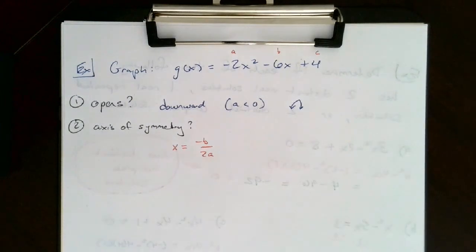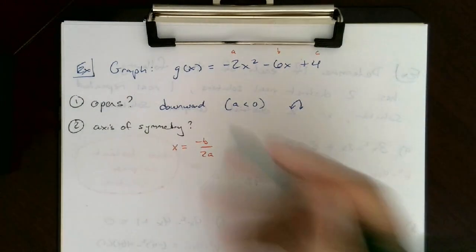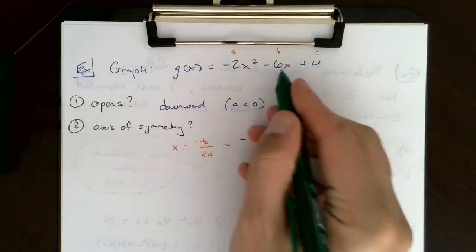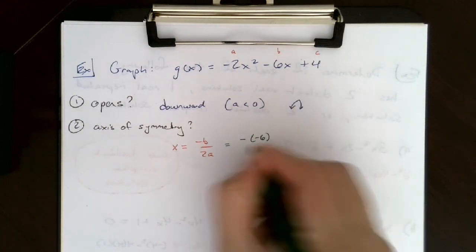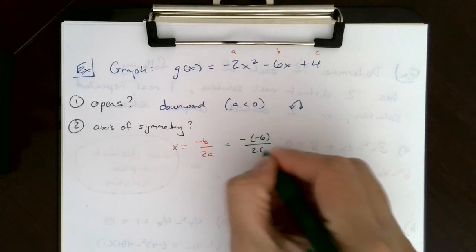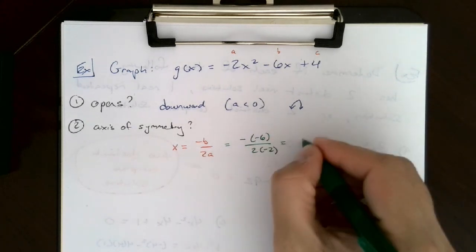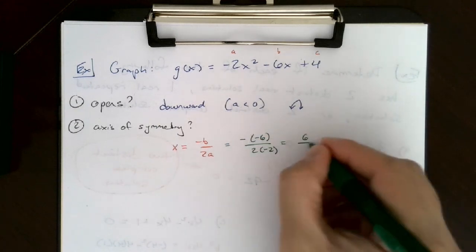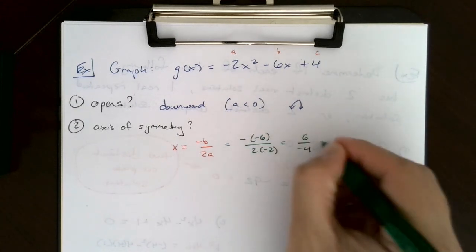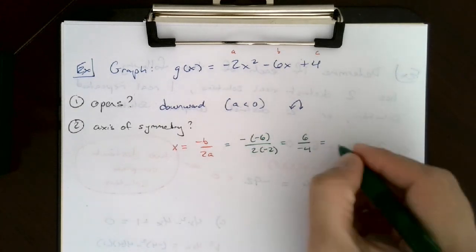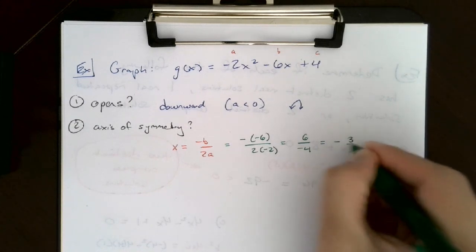When I say -b over 2a, for our case, we would have negative 6 is b. So it's -(-6) over 2 times a, which is -2. So I get -(-6), which makes that a +6 when you multiply negative times a negative, and then 2 times -2 is -4. So 6 over -4 is equal to a negative. Reducing that, it reduces to 3/2.